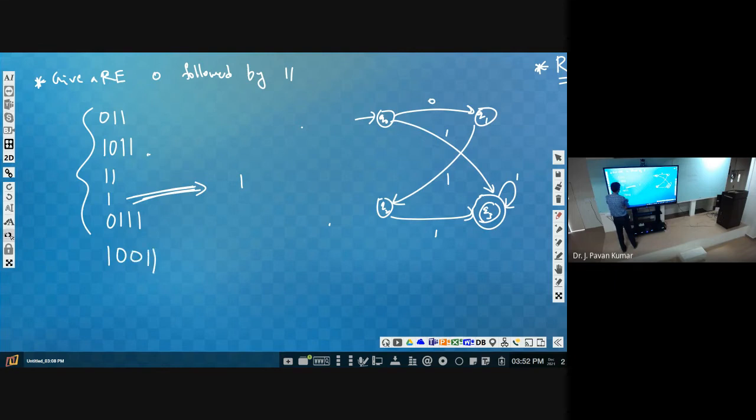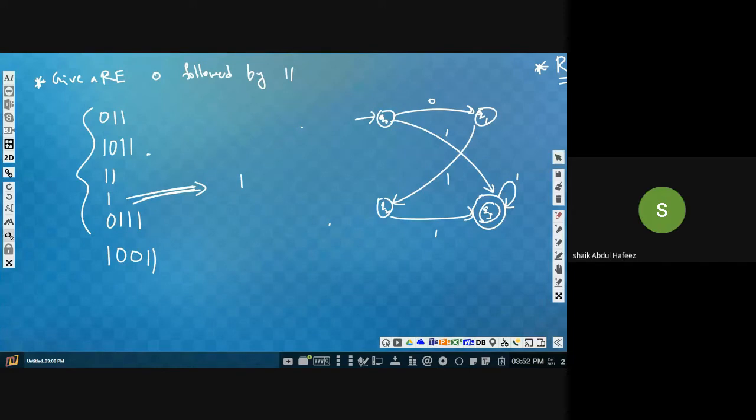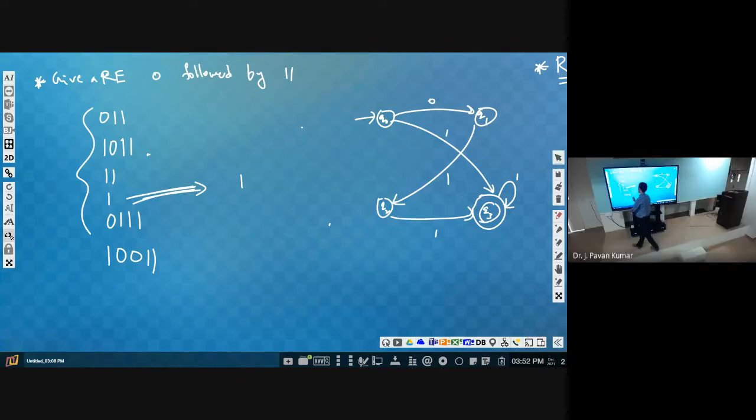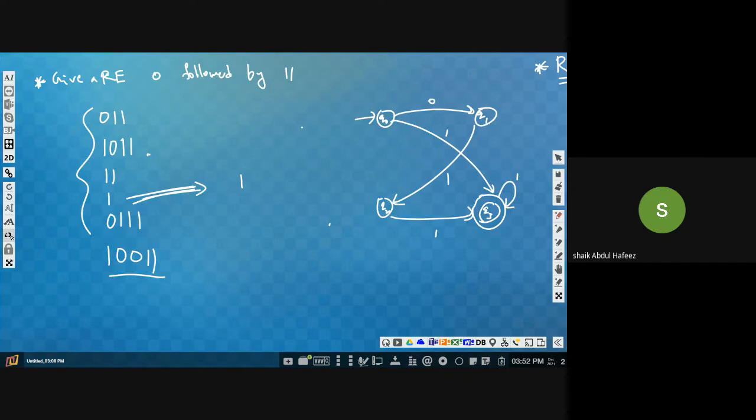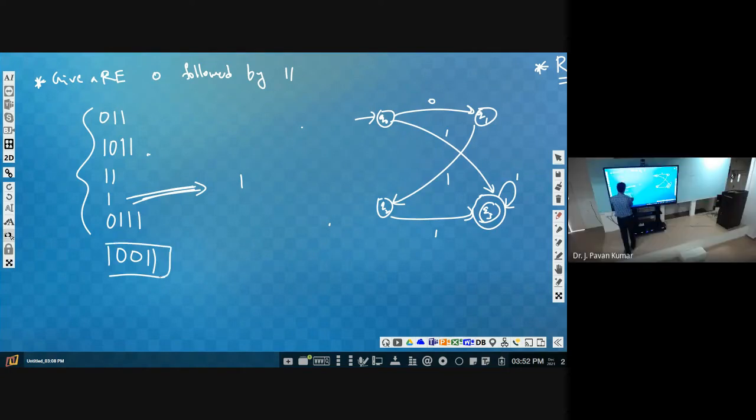1 double 0 double 1 also will be accepted or not with that transition? Yes, sir, it will be accepted. But it should be accepted or not according to our language? No, sir, invalid. So the transition is making some disturbance.